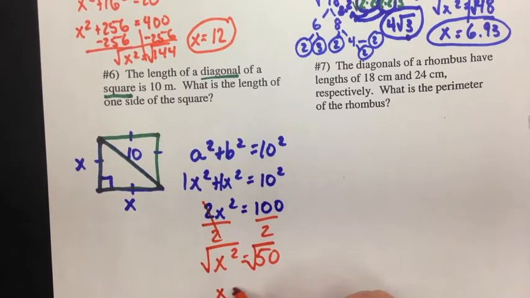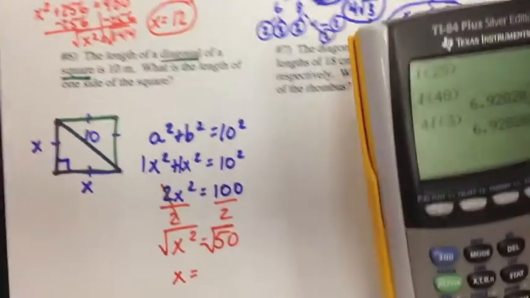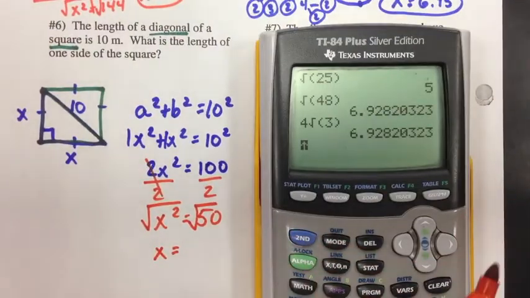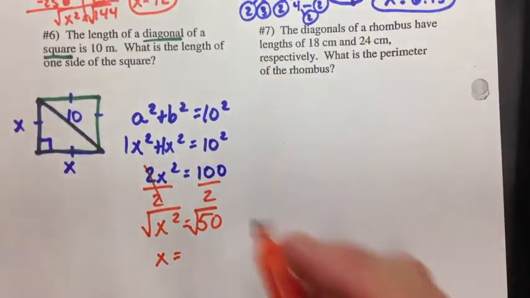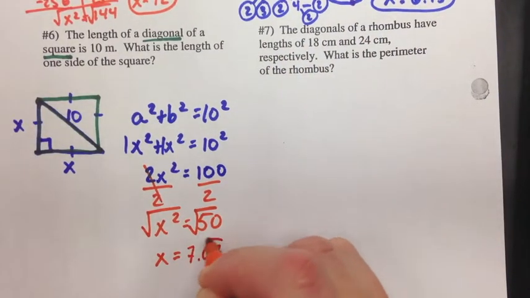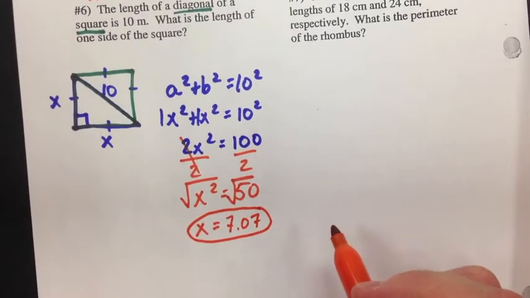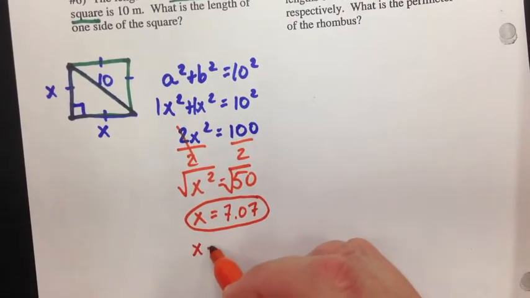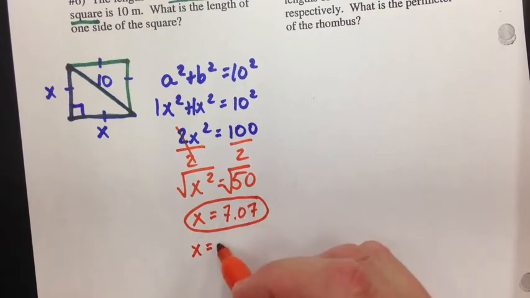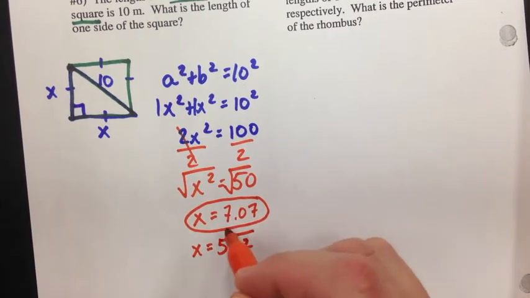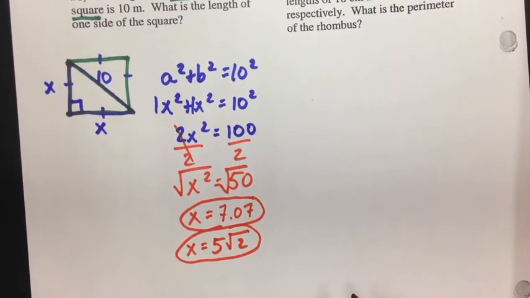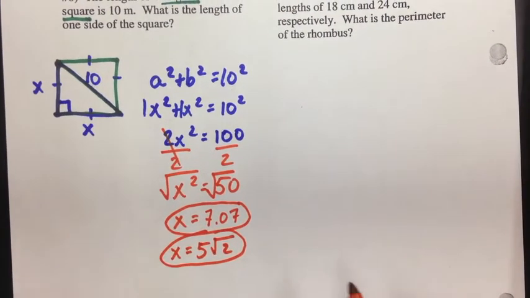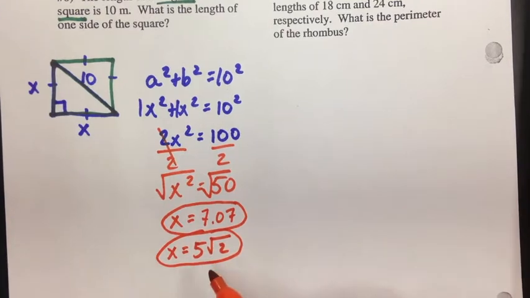We get x equals, now the square root of 50 is going to be another decimal, 7.07 or 7.1. But if you simplify the radical, you'll get 5 square root 2. Okay, so we get two possible answers to that, 5 square root 2. And if you want to check this, you can go ahead and break it down yourself and do that.